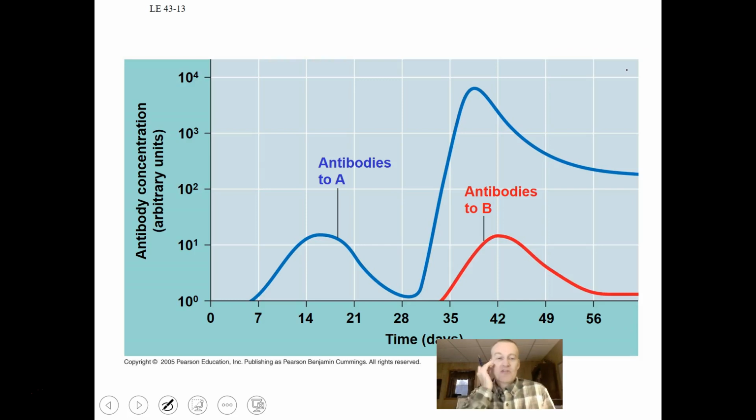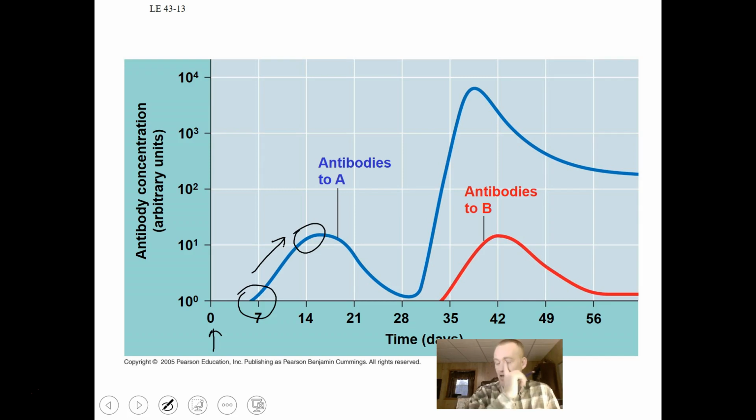So you can see that if you're exposed at time 0, it takes almost 7 days for those plasma cells to differentiate and begin to produce antibodies. We get pretty good antibody production at about day 14. So, in between day 7 and day 14, you start feeling better each day because you're binding up toxins or you're destroying organisms that are causing you to be ill.